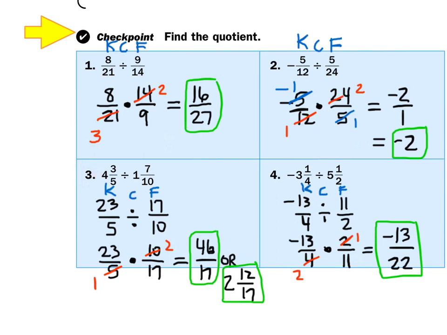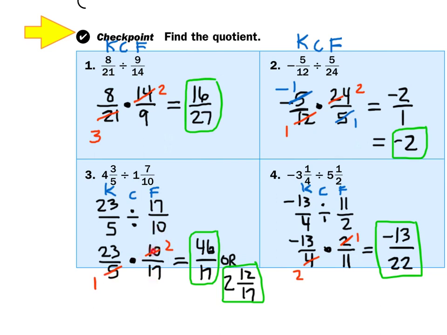Okay, take a look at number 3. 4 and 3/5 divided by 1 and 7/10. So make them improper. So 5 times 4 is 20 plus 3 gives you 23 over 5. Copy the division, and then 10 times 1 is 10 plus 7 gives you 17 over 10. Now that they're improper fractions, we're going to do keep, change, flip. Keep the 23 over 5, which I did, change division to multiplication, and flip that second fraction, 10 over 17.